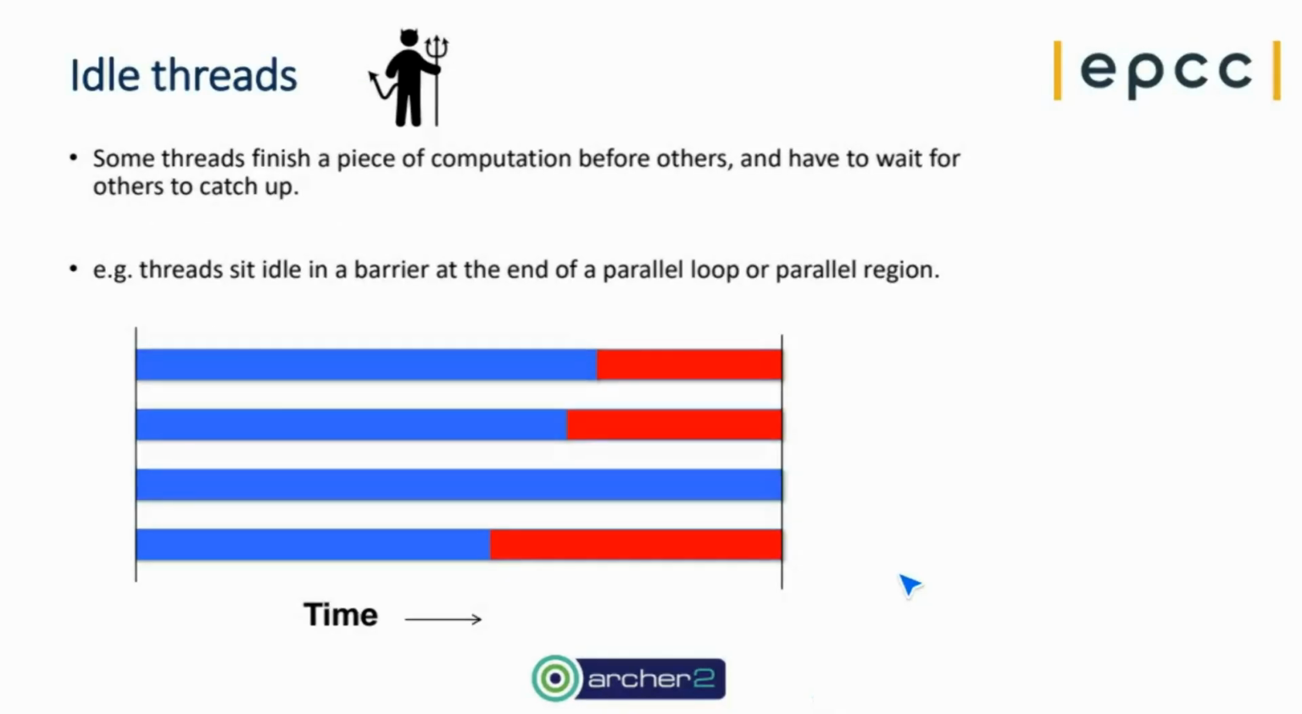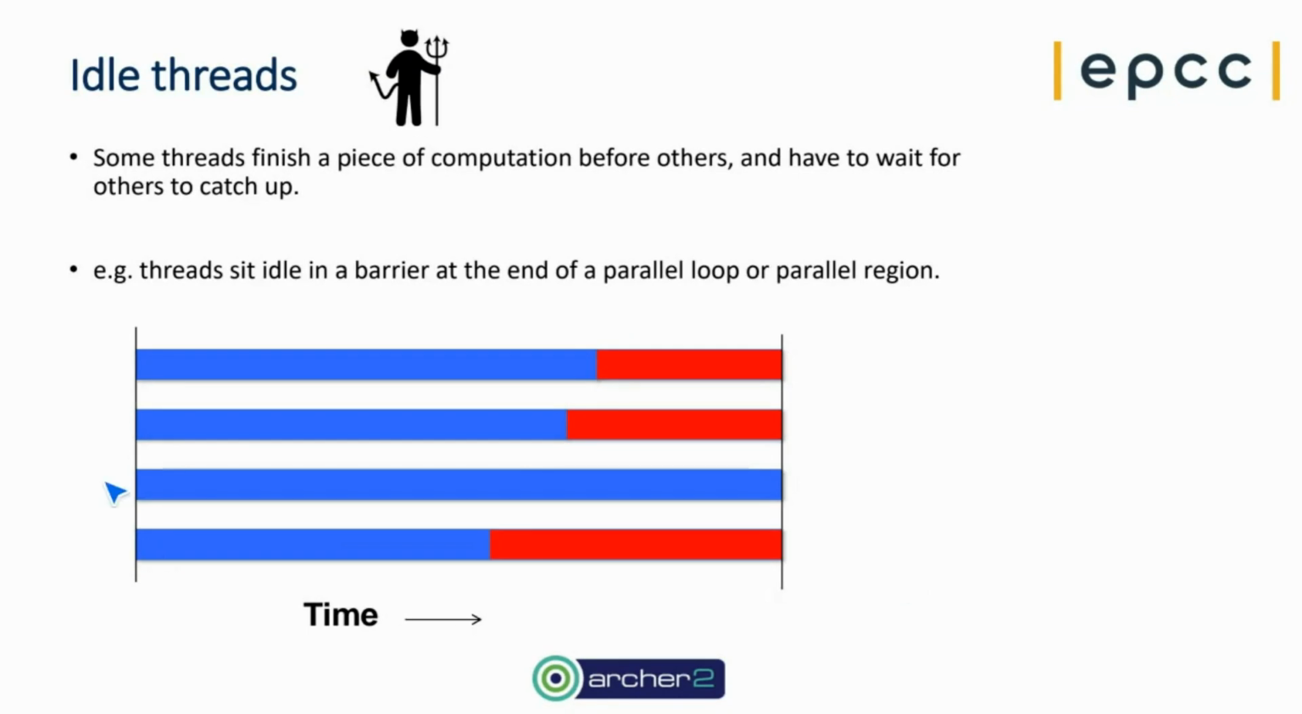The second problem we can have is idle threads. So this is essentially where some threads finish a piece of computation before others and have to wait for others to catch up. Or there's other possibilities as well, which we'll come on to. But the most common one in OpenMP is finding threads sitting idle in a barrier, for example, at the end of a parallel loop or a parallel region.